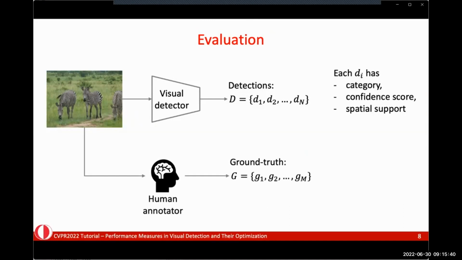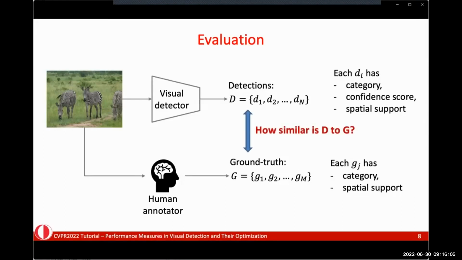The list of ground truth items is again a list of arbitrary size, which depends on the content of the image. Each ground truth item G is associated with an object category and a spatial support. In ground truth items, confidence score is usually not recorded. It is automatically assumed to be 1. Now the question is, what is the amount of overlap between D and G, or how similar is D to G?